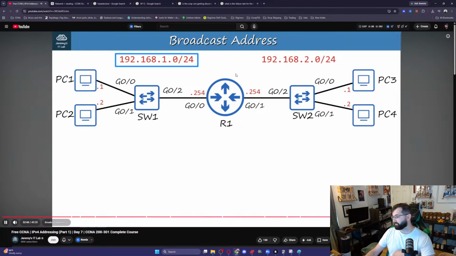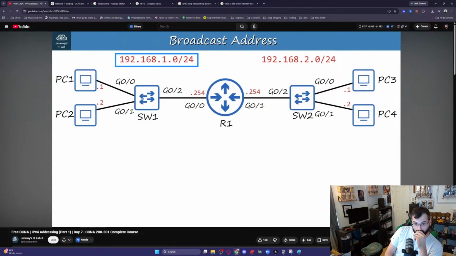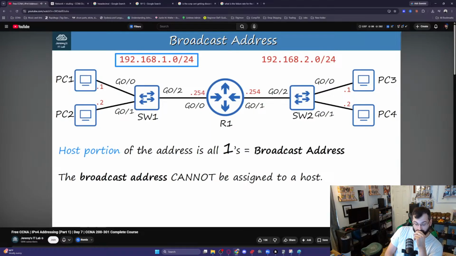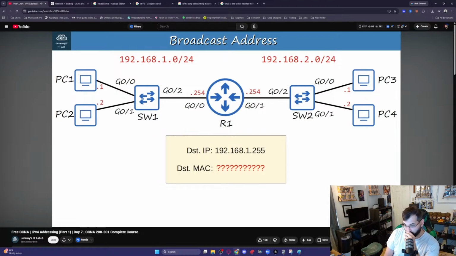So the network address is the first address, with a host portion of all zeros. However, the last address in a network, with a host portion of all ones, is the broadcast address for the network. Like the network address, the broadcast address cannot be assigned to a host. So, although it's the last address in the network, the last usable address is actually one under the broadcast address. In this case, that's 192.168.1.254, which is assigned to R1's G0/0 interface. So, the broadcast address is the layer 3 address used to send a packet to all hosts on the local network.